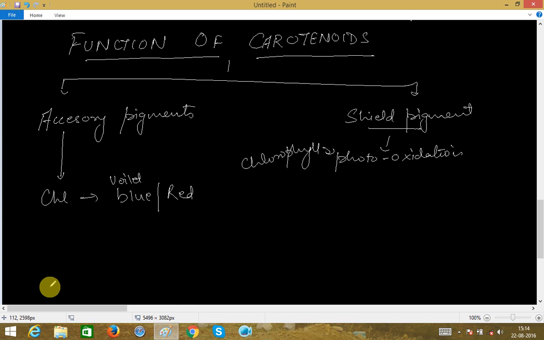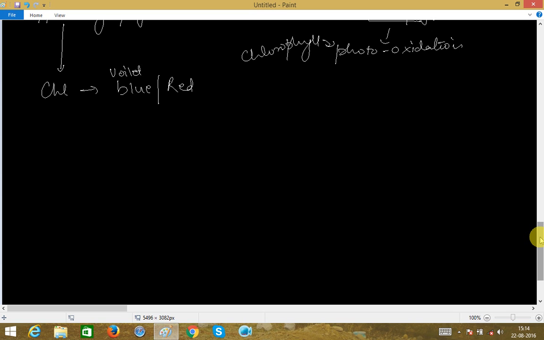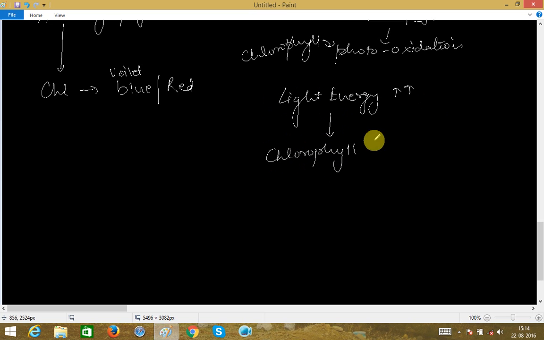The second function is the shield pigment. Now this is something you really need to understand. Whenever light energy is too high, this high level of light energy activates the chlorophyll, and chlorophyll undergoes oxidation.